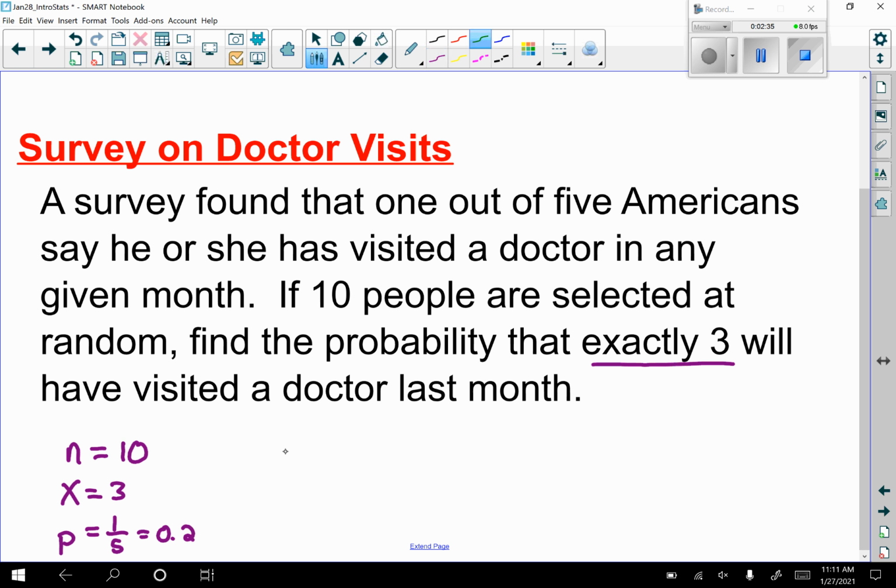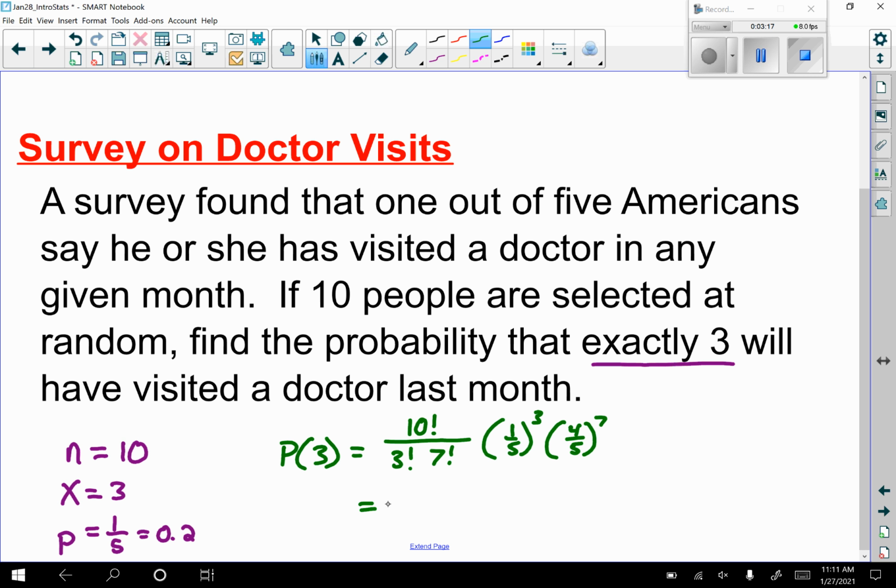Now just for this first one, we're going to use the formula. So let's go ahead and write this out. Remember, the probability of 3 is equal to n factorial, so that's 10 factorial, over x factorial, so that's 3 factorial, and then n minus x will give us 7 factorial, times p to the x, so that would be to the third, and then q would just be 4/5 to the n minus x, so that would be to the 7th. All you have to do is type this into your calculator. Again, we'll round to 3 decimal places.